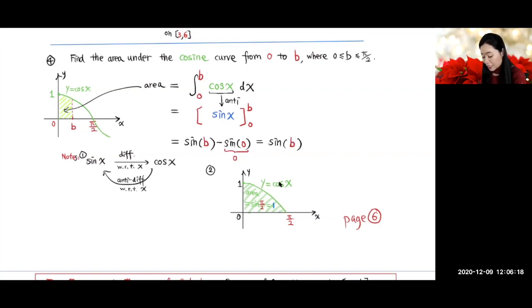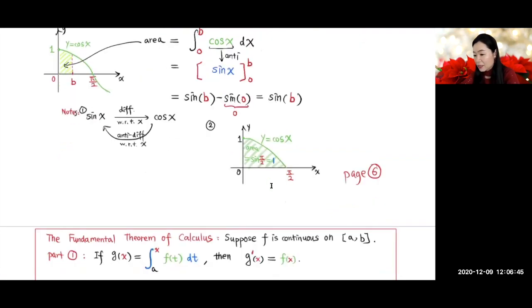So that's kind of interesting. We have a cosine curve from 0 to pi over 2. Then the area under the curve here is actually a sine. Under this cosine curve, the area is sine of b. So this is cosine of b, the coordinate over here for this one. The area here is sine b. It's an interesting observation.